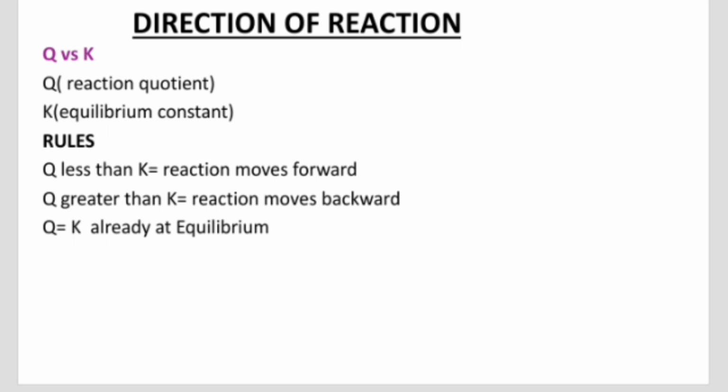What about when Q is greater than K? When Q is greater than K, the reaction moves backward. What about Q equal to K? It just means that it is at equilibrium. So this is how you know the direction of reaction. They will be asking you, predict the direction of reaction. Or they can say, is this favoring products or is this favoring reactants? For example, when the reaction moves forward, it means products are being favored.